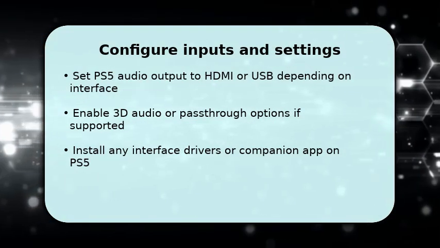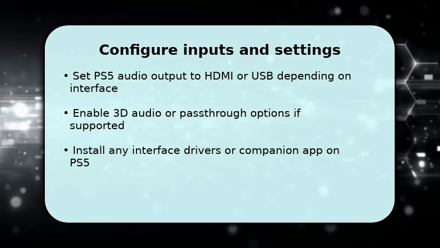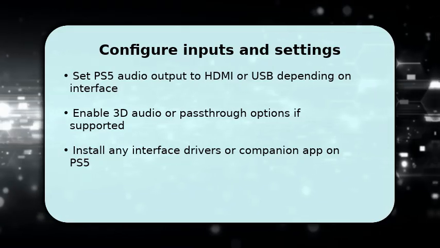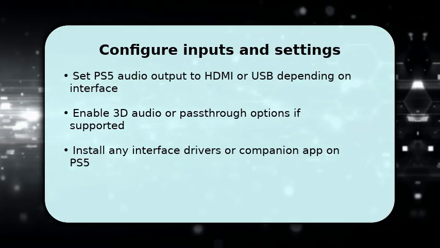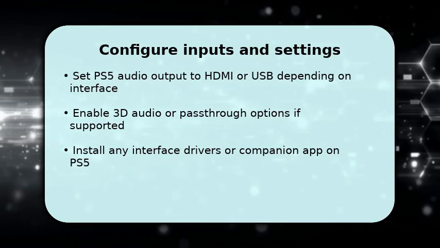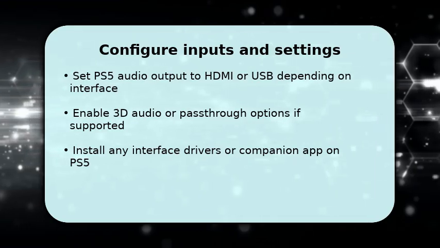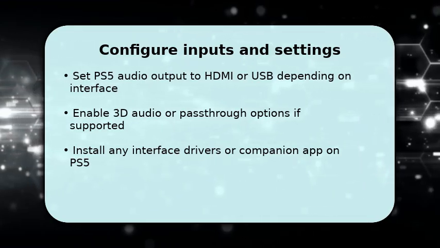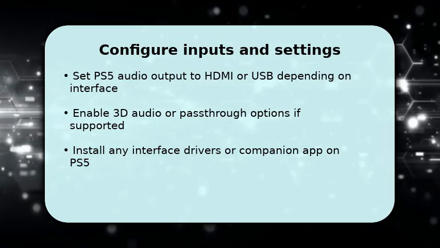Next, you configure the PS5 to recognize the interface. You'll go to Settings, then Sound, and choose the interface as the audio output. If it's USB, select USB headset or HDMI device for pass-through. Once selected, adjust format to 48kHz or the rate recommended by the interface to avoid latency.